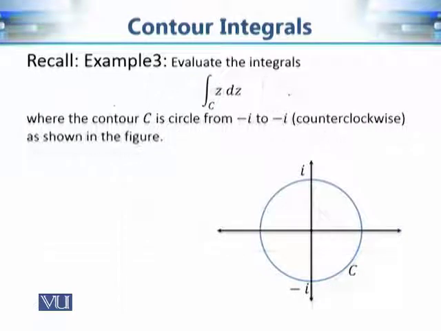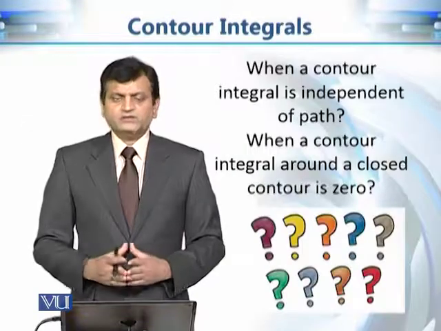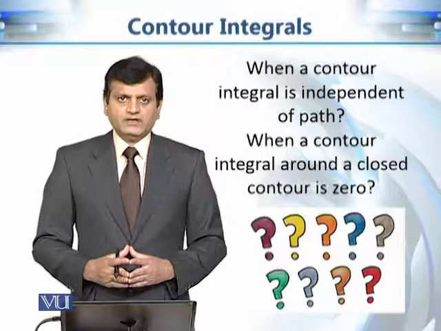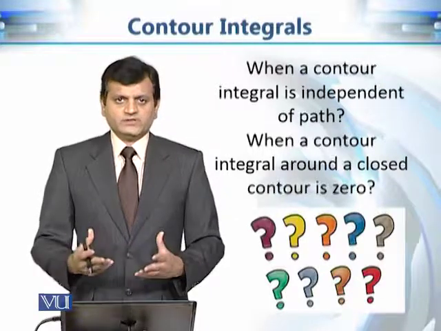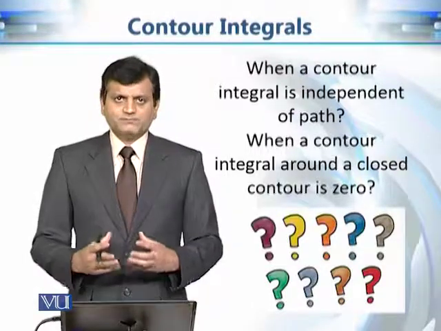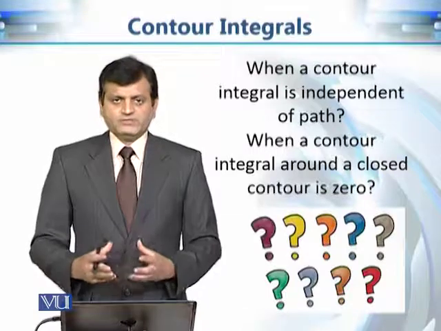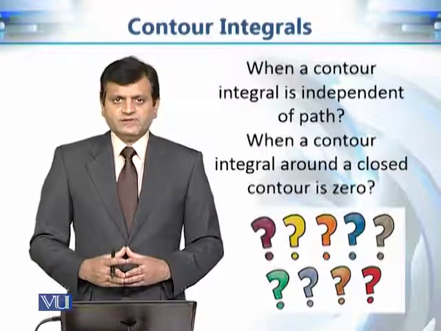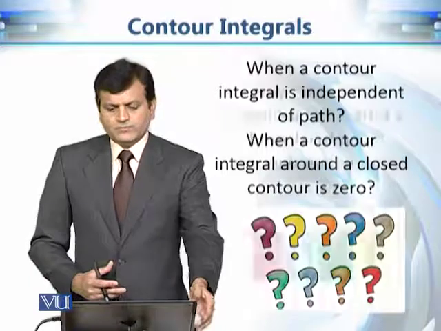And in the third example we evaluated this contour integral, and in this case the contour C was a simple closed curve starting from minus iota, moving in a counterclockwise direction and ending again at minus iota. Now these examples gave us the following questions. The first question was when a contour integral is independent of path, and the second question that we want to explore further in our future discussions is when a contour integral around a simple closed curve is 0. These kinds of questions will be answered in much more detail in our future modules.